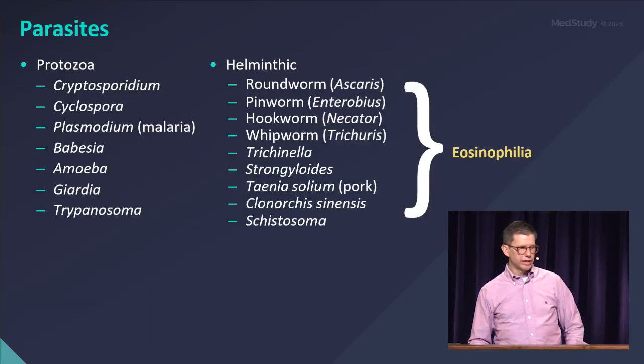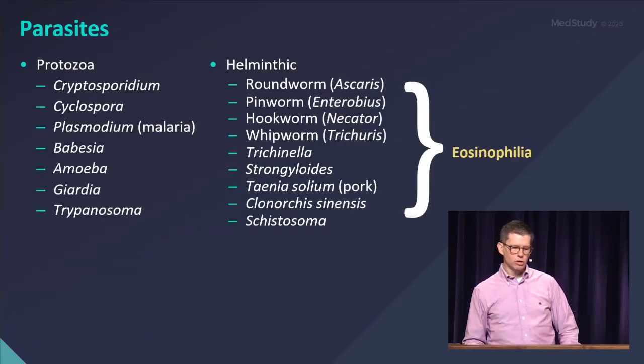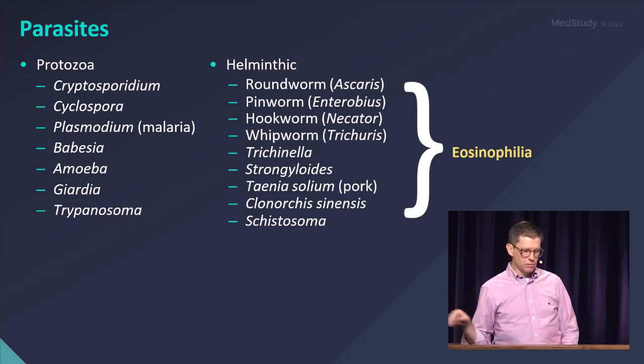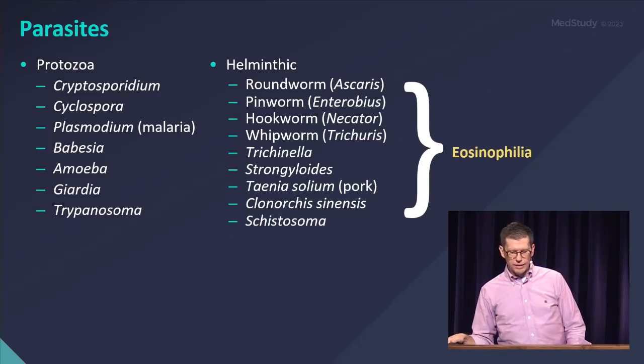So your parasites, sort of think about them in two ways. Your protozoa on the left, which we've touched on already for the most part, and then your helminths. The helminthic infections are the ones that are going to cause your peripheral eosinophilia. So that's usually a good discerning factor if you see those.